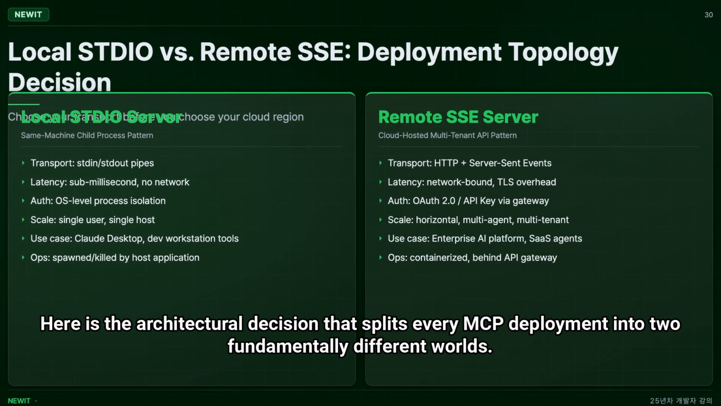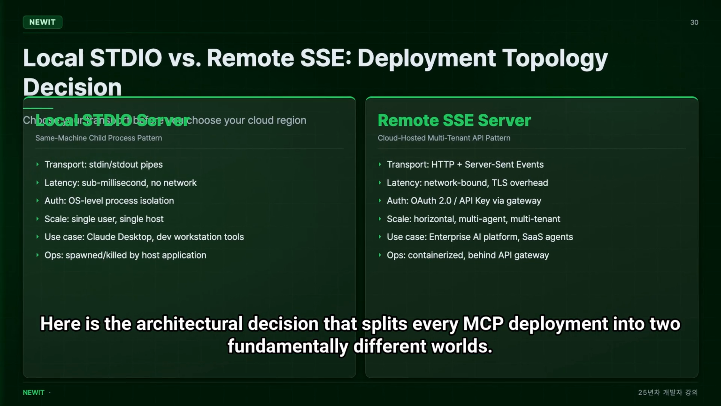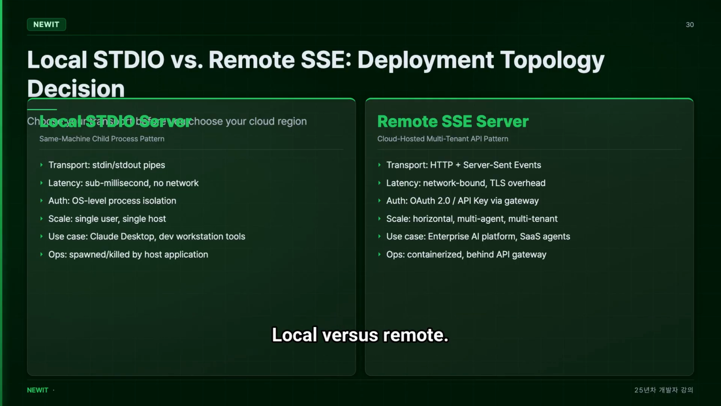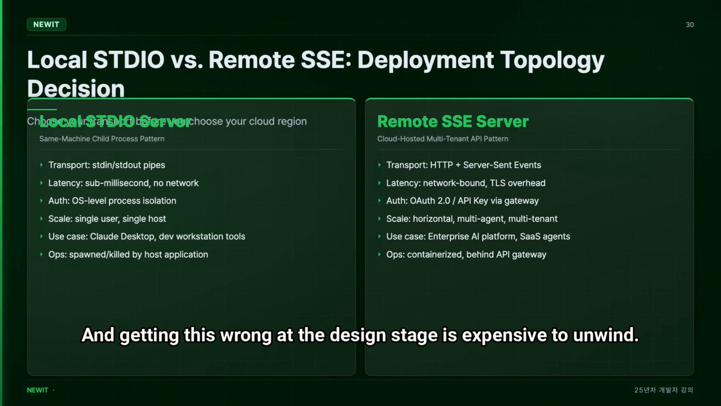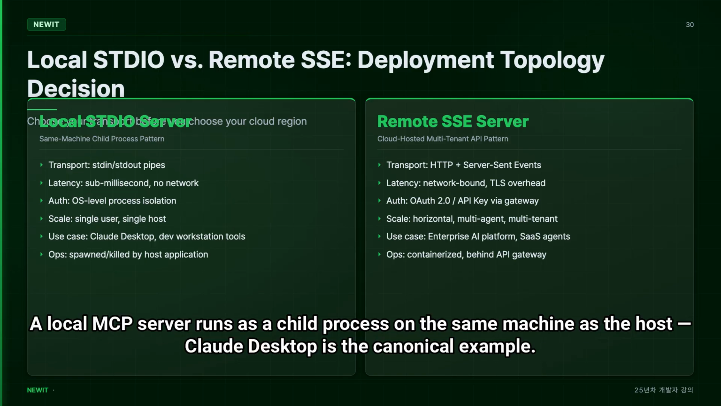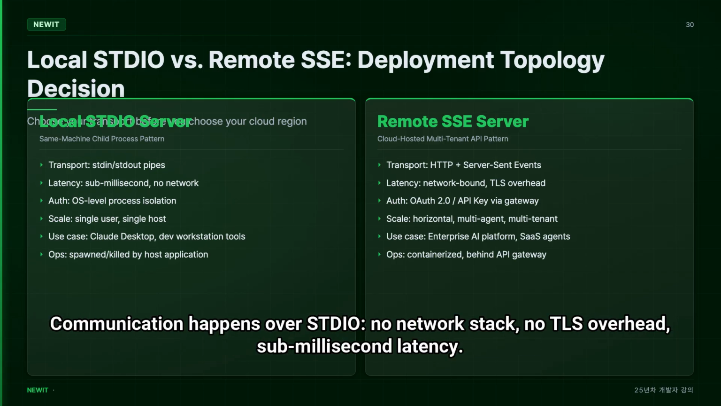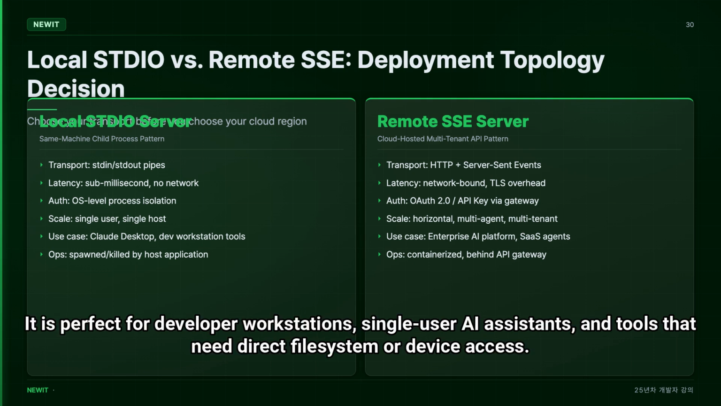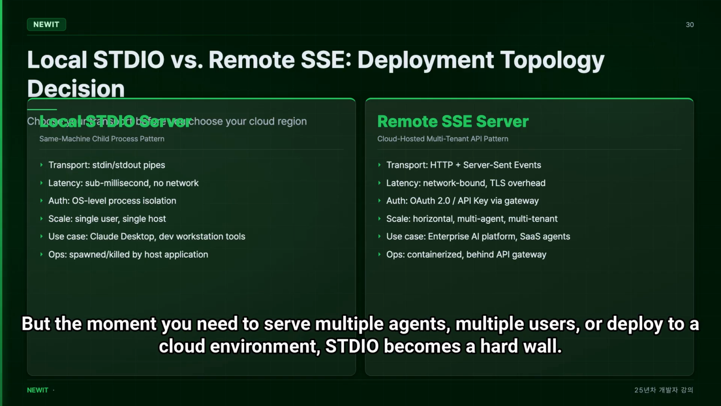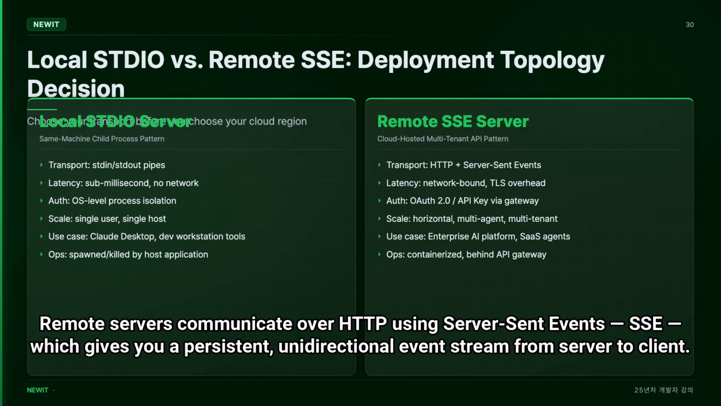Here is the architectural decision that splits every MCP deployment into two fundamentally different worlds. Local versus remote. And getting this wrong at the design stage is expensive to unwind. A local MCP server runs as a child process on the same machine as the host. Cloud Desktop is the canonical example. Communication happens over STDIO, no network stack, no TLS overhead, sub-millisecond latency. It is perfect for developer workstations, single-user AI assistants, and use cases that need direct file system or device access. But the moment you need to serve multiple agents, multiple users, or deploy to a cloud environment, STDIO becomes a hard wall. That is where remote MCP servers enter.